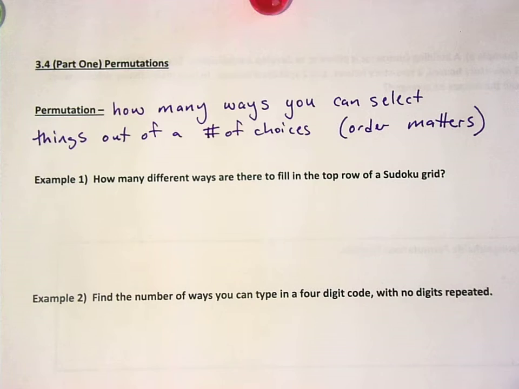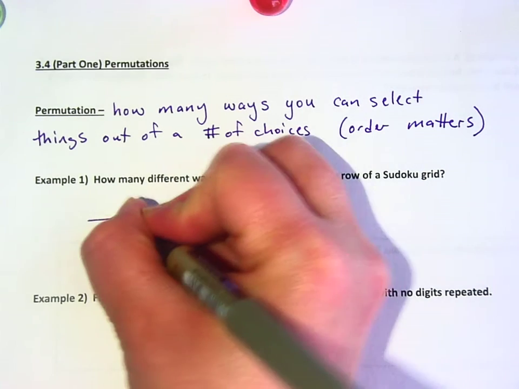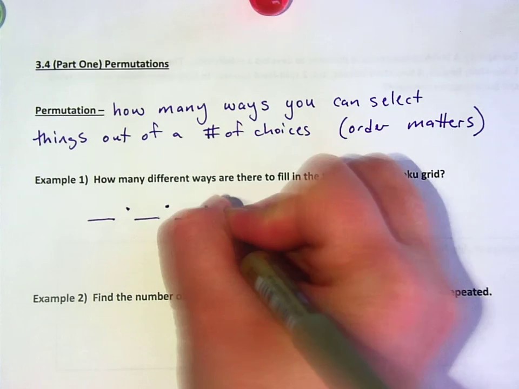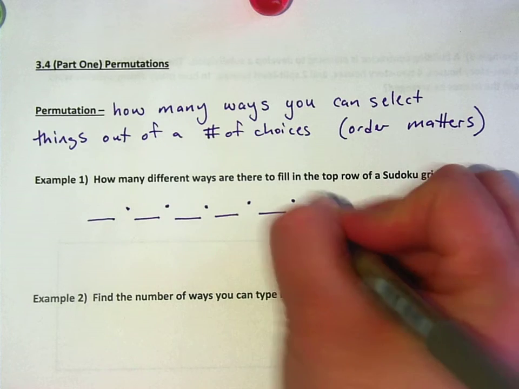So how many different ways are there to fill in the top row of a Sudoku grid? Now, we've played Sudoku before, right? The top row, tell me the rules. One of each number, and how many spaces are there? 9. So zeros are not involved, right? Okay, so we're going to write down 9 spaces. We're going to put multiply signs between them. You're definitely going to want a calculator for this if you don't have one.